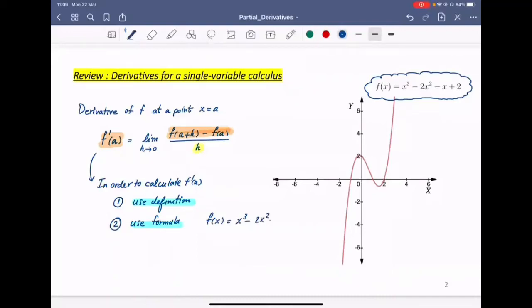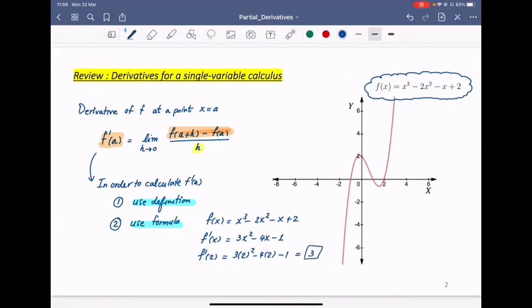Minus 2x squared minus x plus 2, like you have here in the graph. If you want the derivative of f at the point, let's say 2, the point 2 here, in order to do that, you need to compute f prime of x first, right? From Cal 1, you get 3x squared minus 4x minus 1. Everyone can do this, and then you can plug in the number 2 here at the end. So you're going to get the number you want, which is 12 minus 8 minus 1, which is 3.